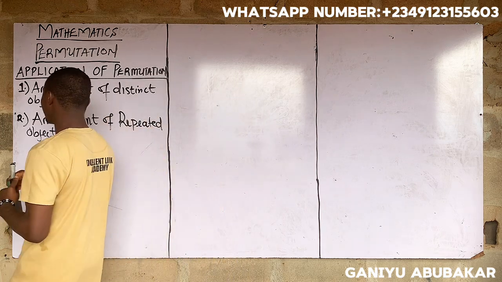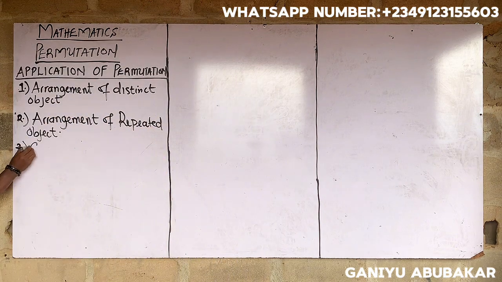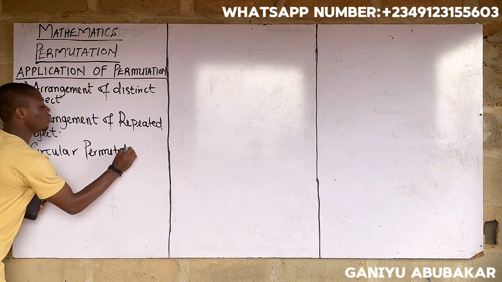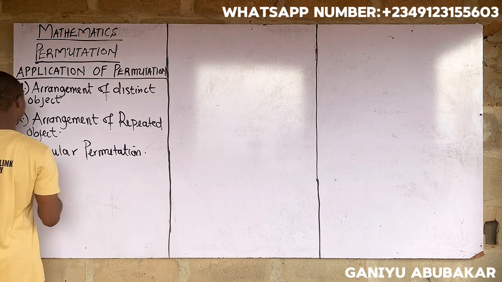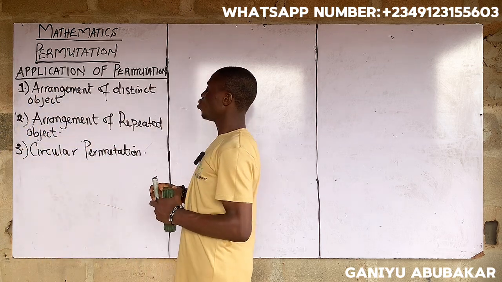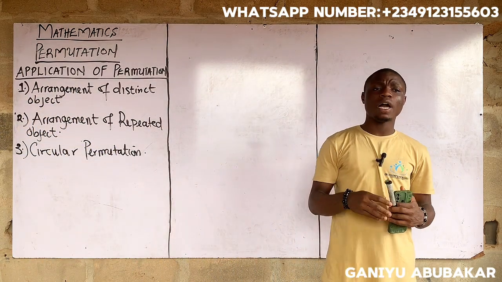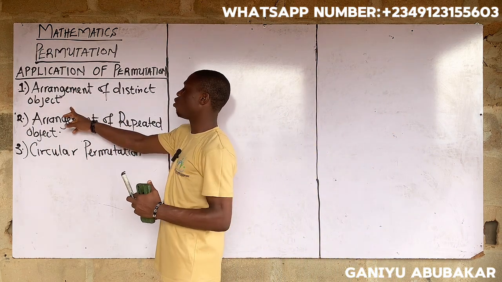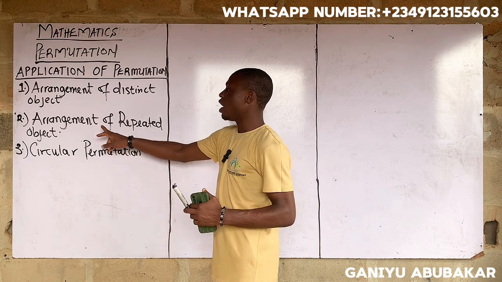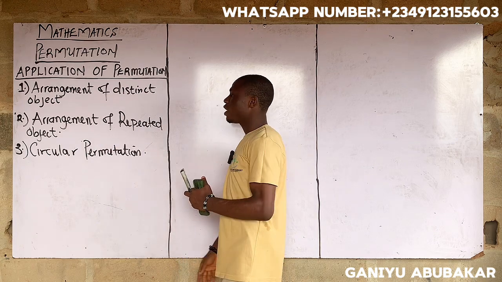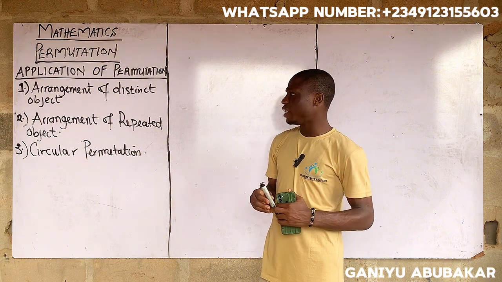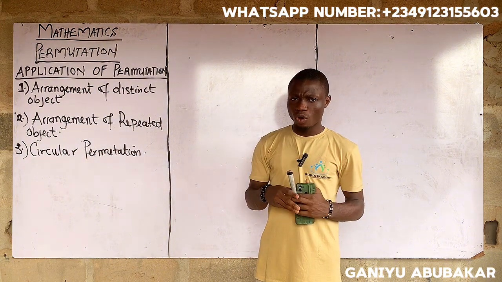Finally, we look at the third one called the circular permutation. So it becomes your third application of permutation. So note that there are three ways in which we can apply permutation. The first one is called the arrangement of distinct objects. The second one is called the arrangement of repeated objects, while the third one is called the circular permutation. We look at these three applications one after the other.